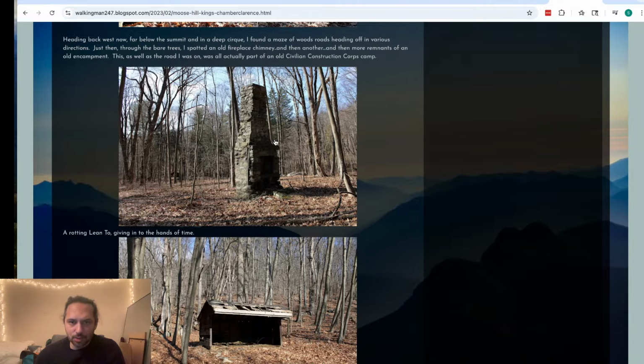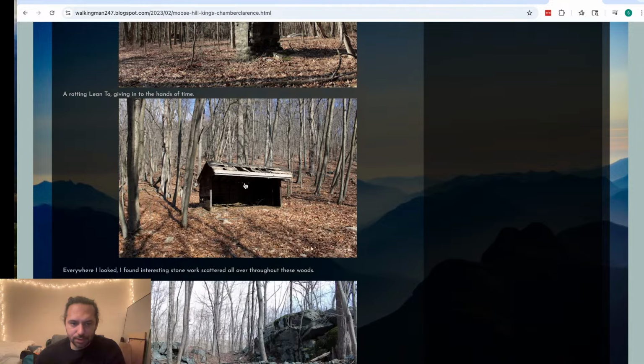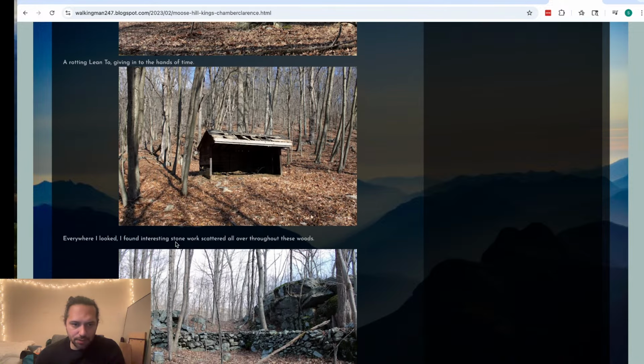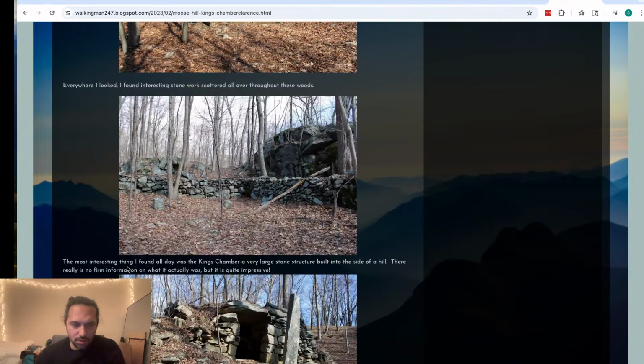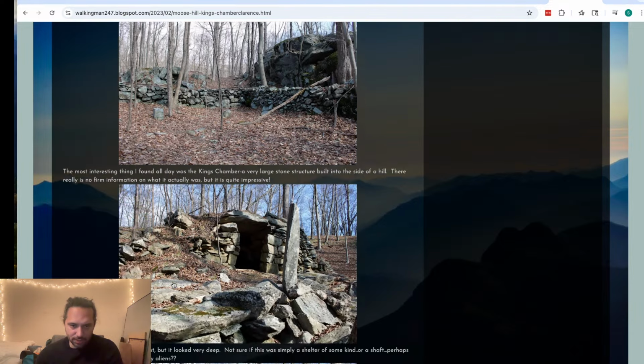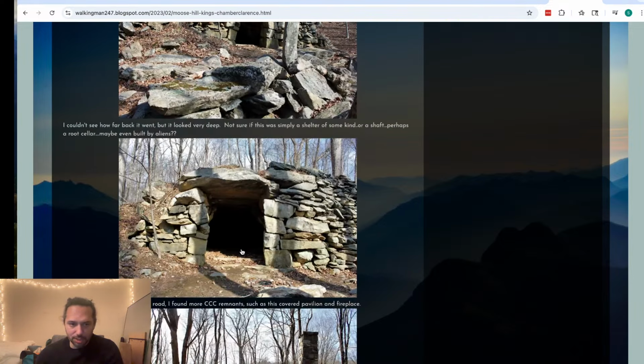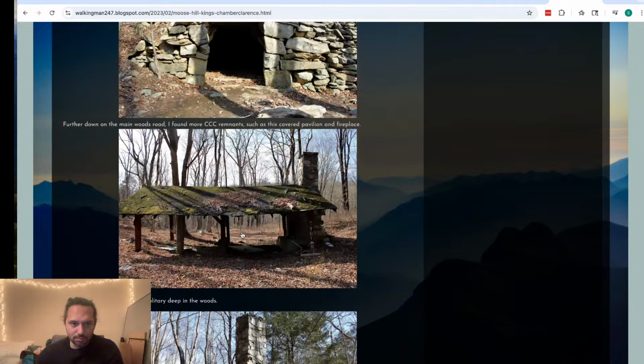Civilian Construction Corps Camp. Interesting. Everywhere I looked, I found interesting stonework scattered throughout. The most interesting thing I found all day was the King's Chamber, a very large stone structure built into the side of a hill. There really is no firm information on what it actually was, but it is quite impressive. These are good pictures of it.